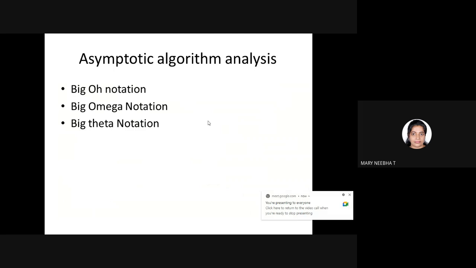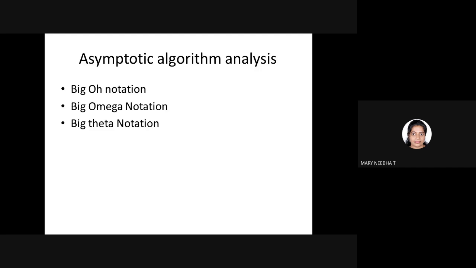Okay, so here comes the asymptotic algorithm analysis. Asymptotic algorithm analysis means analysis of algorithms for such complex problems. So we use three important notations. One is the big O notation, represented by the big O symbol. Then the next one is big omega notation, and the last one is big theta notation.